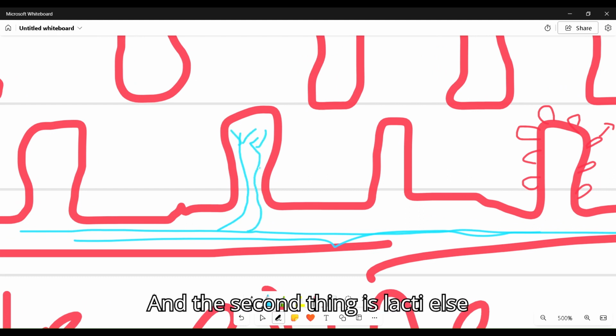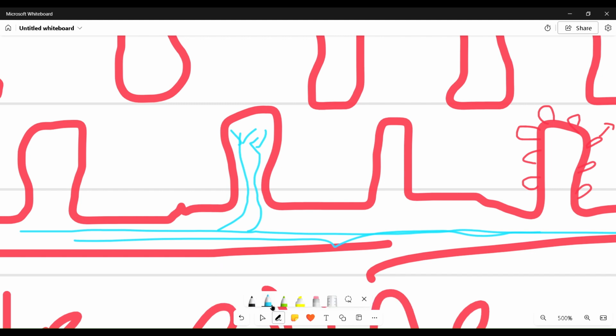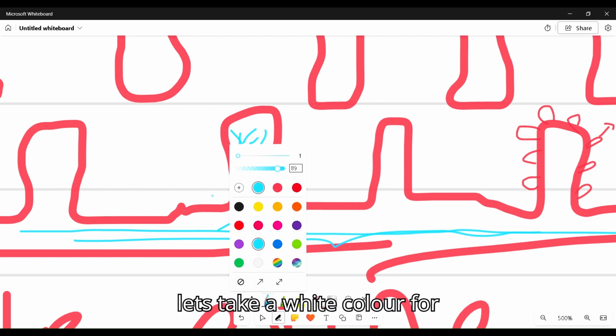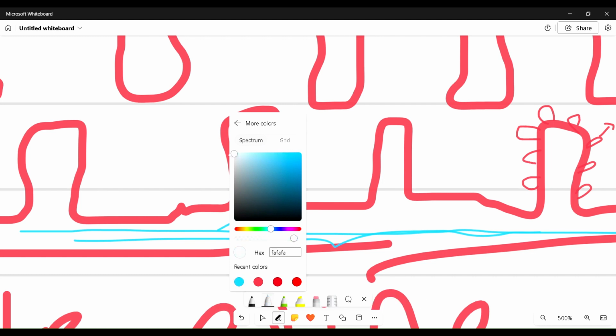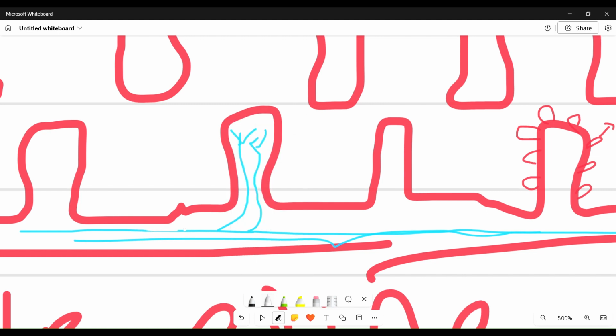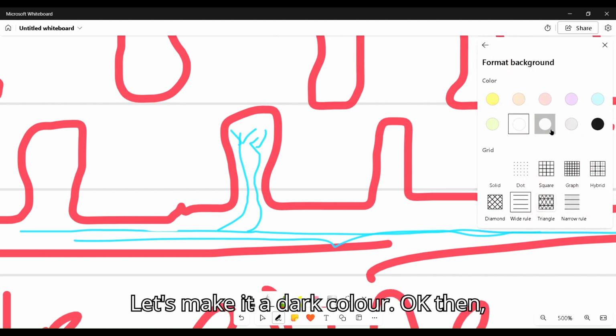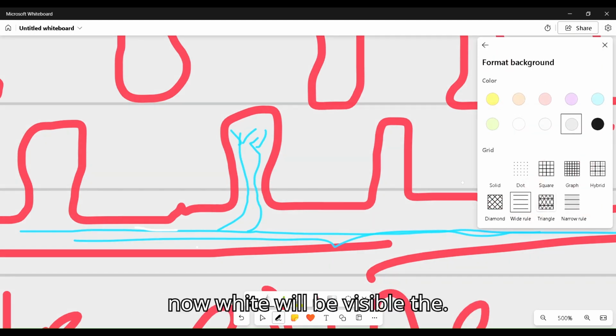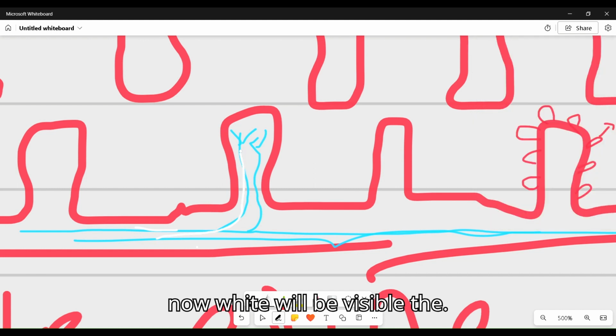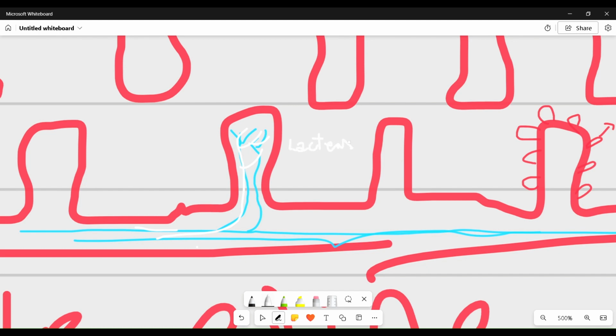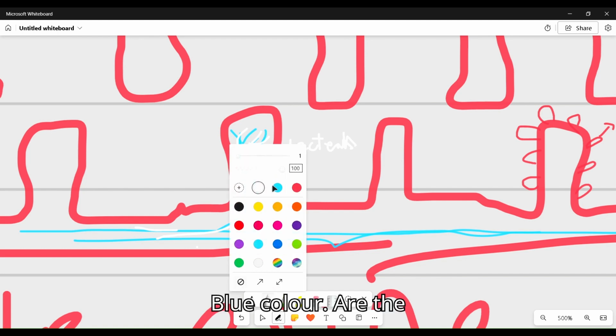Okay. And the second thing is lacteals. Let's take a white color for lacteals. White color is not suited. Actually, let's change the color of this. Let's make it a dark color. Okay, this is nice. Now white will be visible. So these white colors are lacteals, and the blue colors are the capillaries.